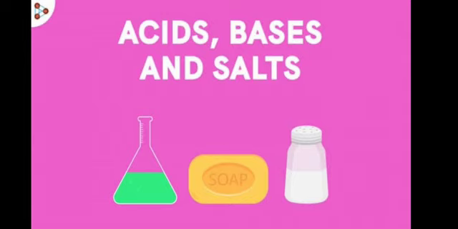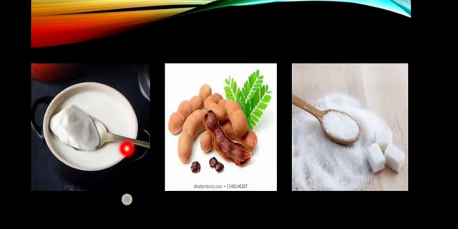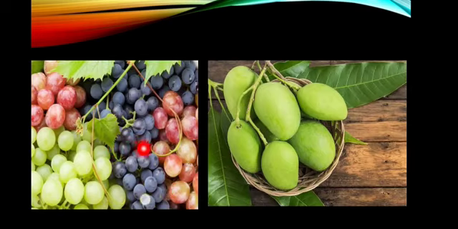like lemon juice. How does it taste? It tastes sour. Orange juice, sweet and sour. Vinegar, sour. Curd, how does it taste? Sour. Tamarind, sour. Sugar, sweet. Common salt, salty. Amla, a fruit. Have you ever tasted it? How does it taste? It tastes sour and bitter. Baking soda, bitter. Grapes, sour and sweet.